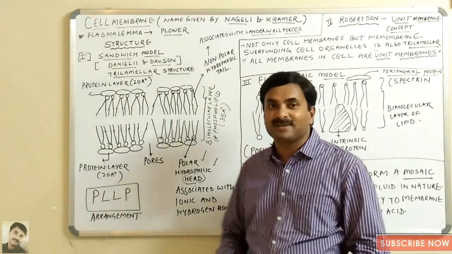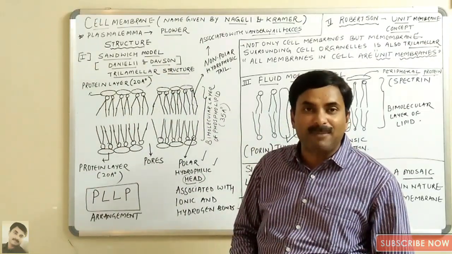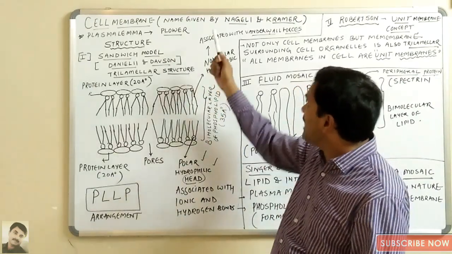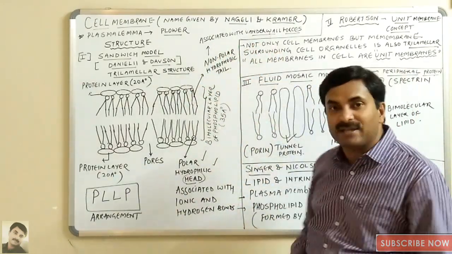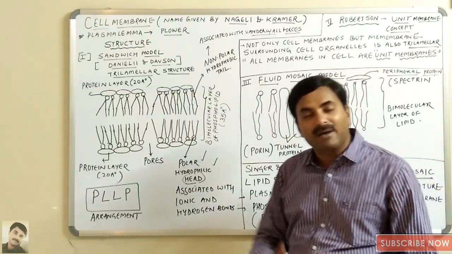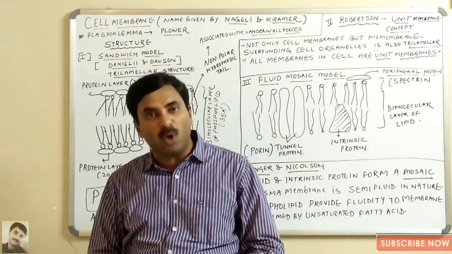Hello students, today we are going to study a very important topic of cell biology, and that is known as the cell membrane. The name cell membrane was first given by two scientists known as Nageli and Kramer, and this cell membrane is also called the plasma lemma. The name plasma lemma was given by a scientist known as Plowe.